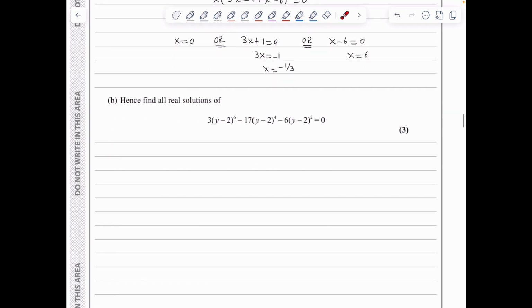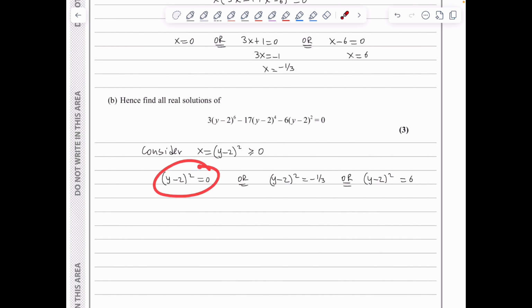So I will start by stating that we consider that x is equal to y minus 2 squared, which is surely greater than or equal to 0, because any squared quantity cannot be negative, and therefore using the solutions we obtain from part A, we can say that y minus 2 squared is equal to 0, or we've got that y minus 2 squared is equal to minus a third, or alternatively y minus 2 squared is equal to 6.